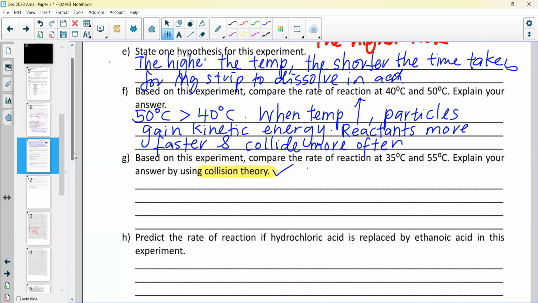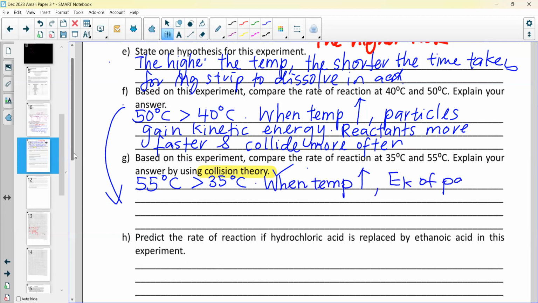Based on the experiment, compare the rate of reactions at 35 and 55. Rate of reaction at 55 degrees is higher than the rate of reaction at 35 degrees. Okay, cool. So explain your answer based on collision theory. Just now they didn't mention collision theory, now I want you to explain based on collision theory. When temperature increases, the kinetic energy of the particles increases.